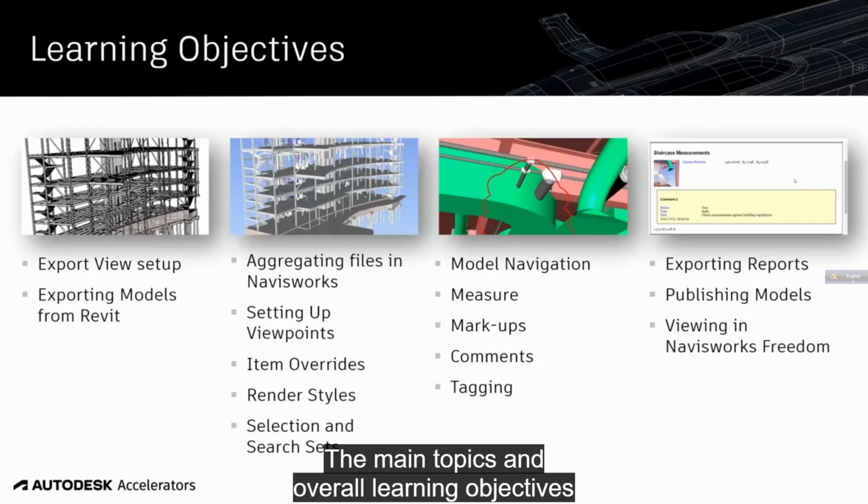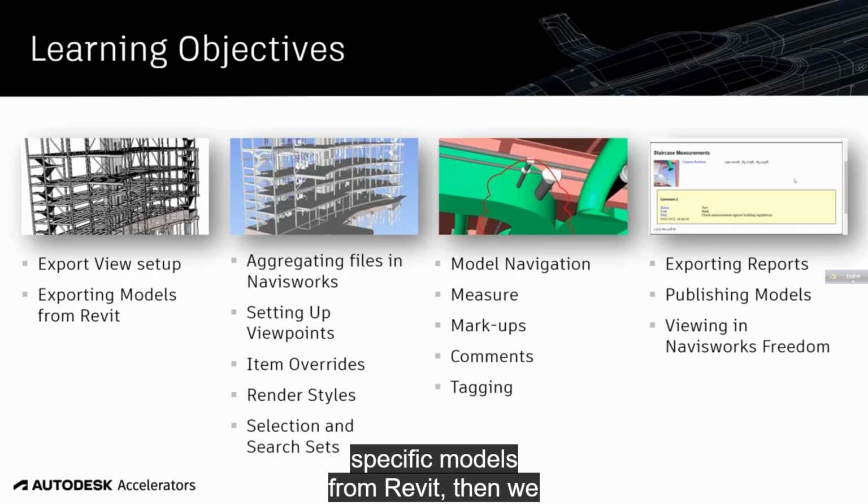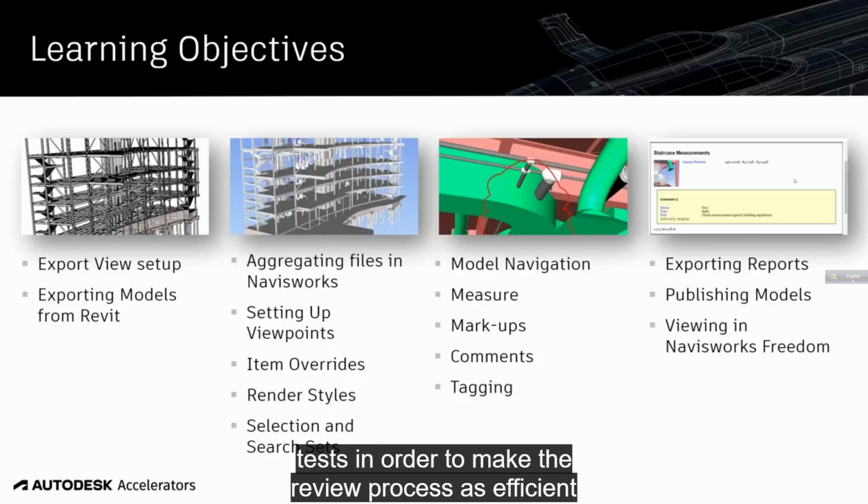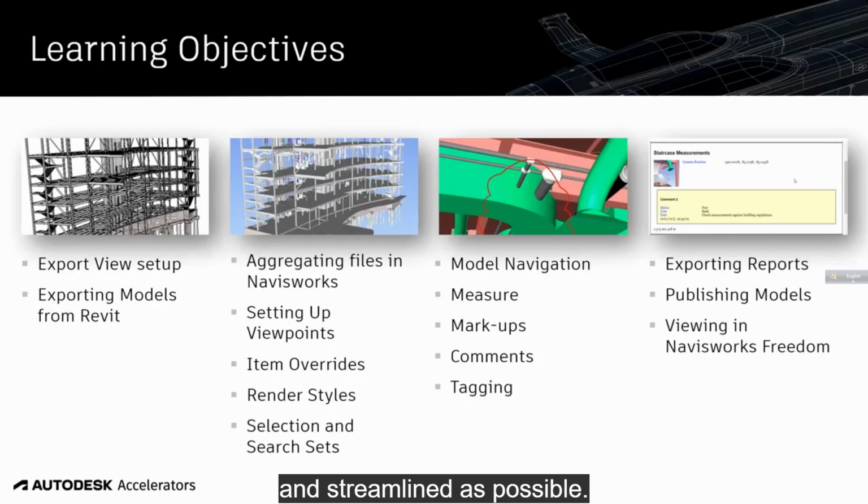The main topics and overall learning objectives we will be covering today are as follows. First, we shall learn how to export discipline-specific models from Revit. Then we shall aggregate the discipline-specific models into a single coordinated multidiscipline model in Navisworks. Before starting the review, we shall learn some Navisworks good practices in setting up orientation views and search sets in order to make the review process as efficient and streamlined as possible.